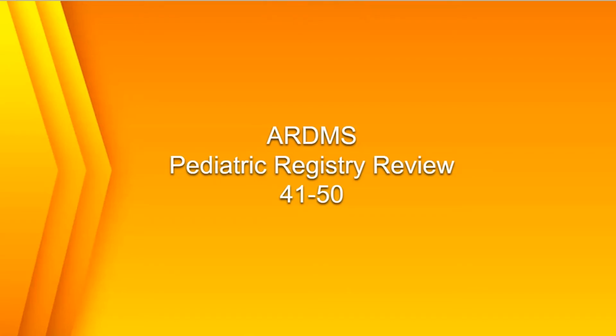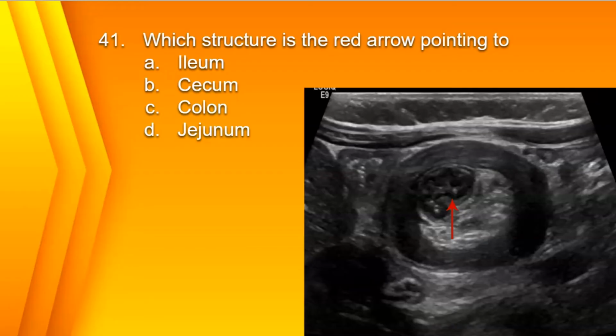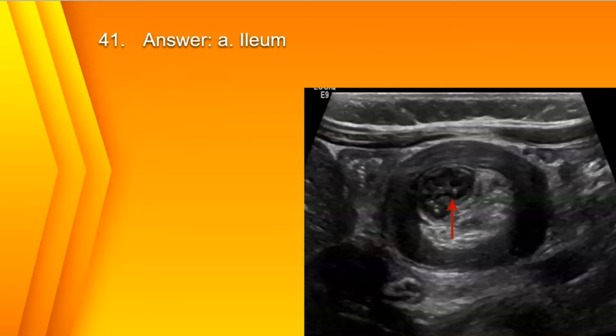All right, so here's the next 10 questions, 41 through 50. Question 41. Which structure is the red arrow pointing to? A, ileum, B, cecum, C, colon, or D, jejunum? The answer is A, ileum.